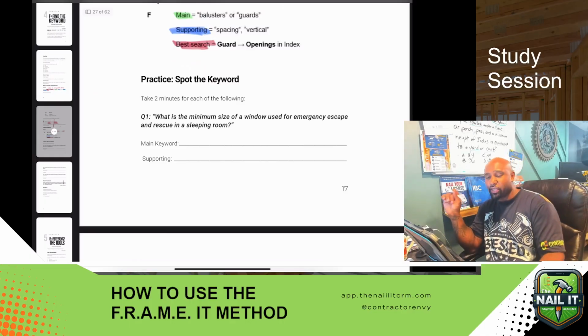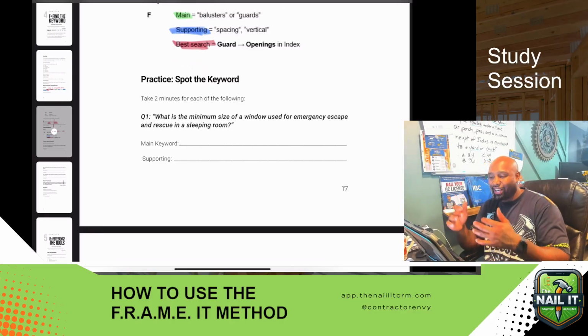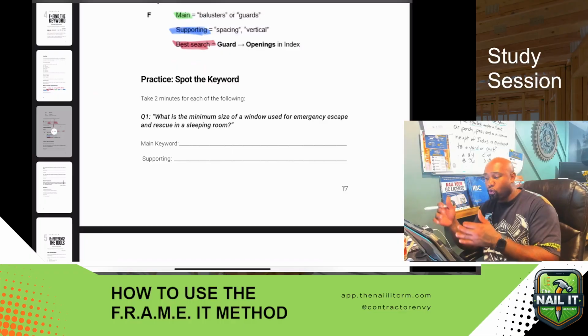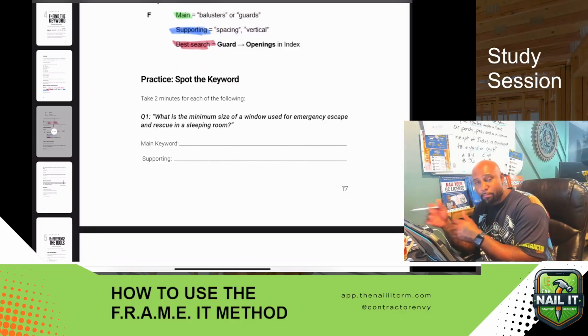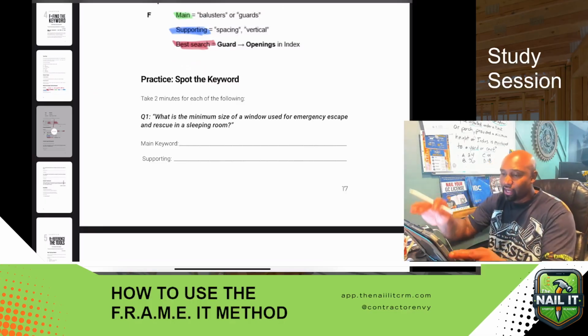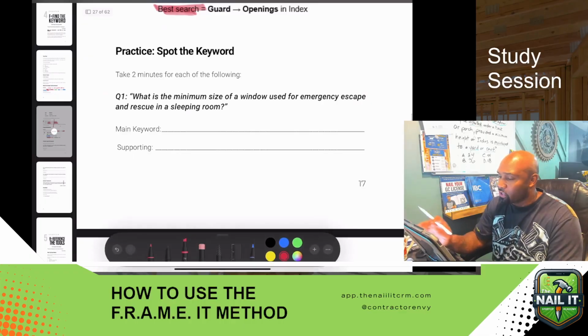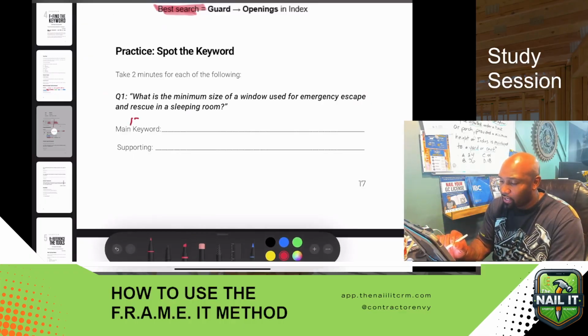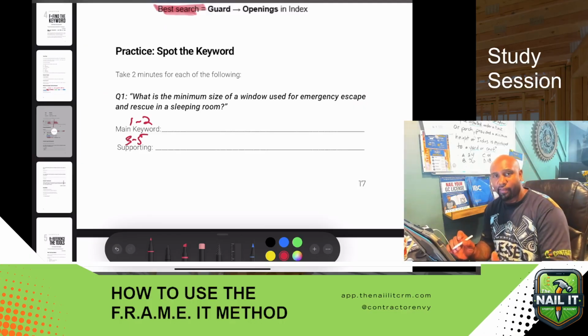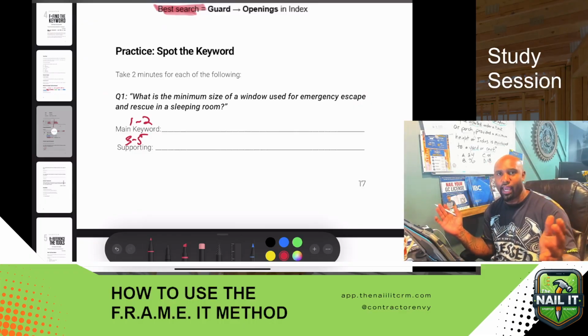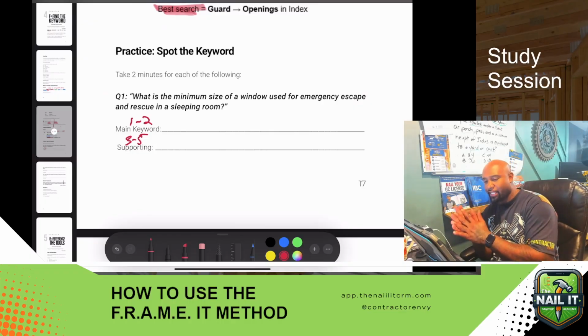It says take 2 minutes for each of the following. We're going to do the first one, and all you're going to do is work on looking for main keywords and then supporting keywords. So in this one: what is the minimum size of a window used for emergency escape and rescue in a sleeping room? What are the main keywords? Like I told you before, when you're doing your main keywords, it's better if you do 1 to 2, and then maybe 3 to 5 on supporting. If you don't have 3 to 5, you can put as many keywords as you can. Might be 2. If you only have one good main keyword, just write it down.